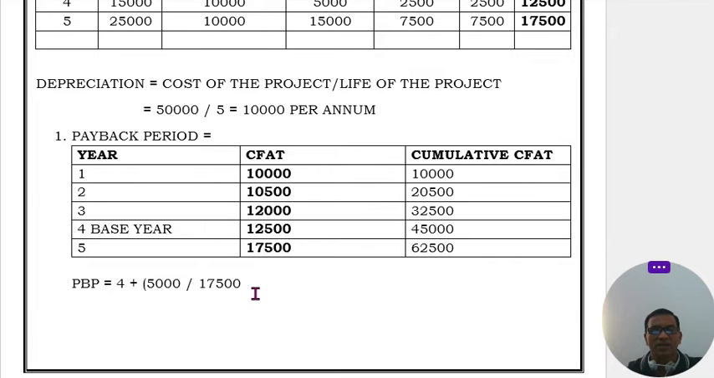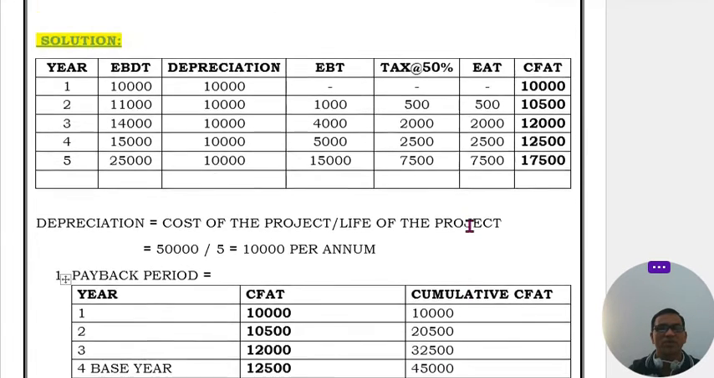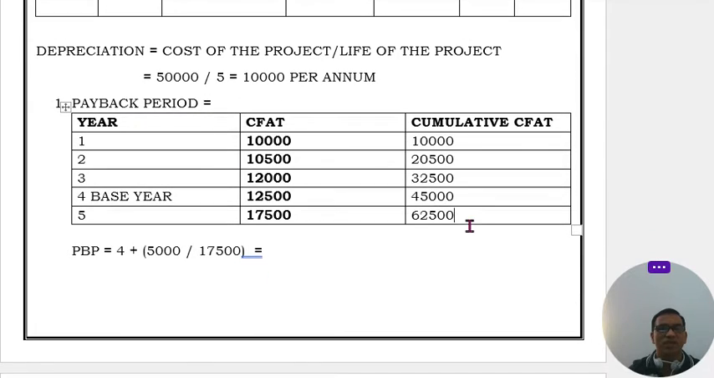Again I am repeating here. How do we get the payback period? You find the cumulative column and find the base year. This is the base year because 4 years are completed and part of the 5th year. Up to the 4th year 45,000 is covered. The remaining is part of the 5th year. So the 4th is the base year. Base year plus balance to be recovered. Up to the 4th year 45,000 is recovered, so the balance is 5,000, since the cost of the project is 50,000. 5,000 divided by the 5th year CFAT.